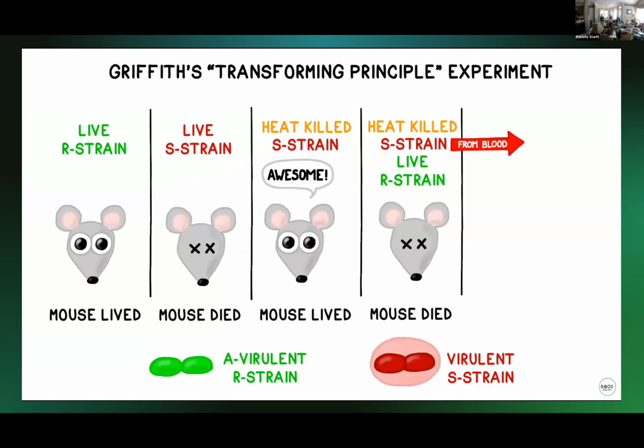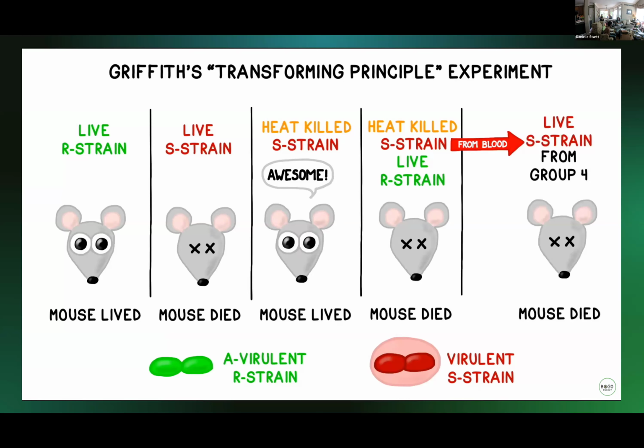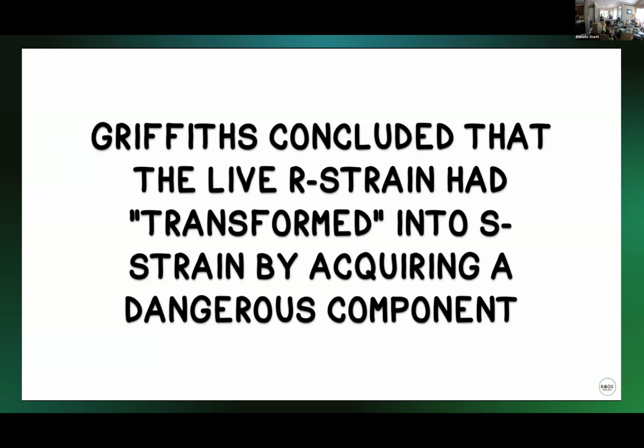Finally, Griffith isolated bacteria from the blood of the 4th group of mice and found it to be identical to known samples of the deadly S strain pneumococcus bacteria. He confirmed this by injecting the isolated S strain into a 5th group of mice, which then developed pneumonia and died. The live R strain had transformed into S strain by acquiring some tiny dangerous properties from it.